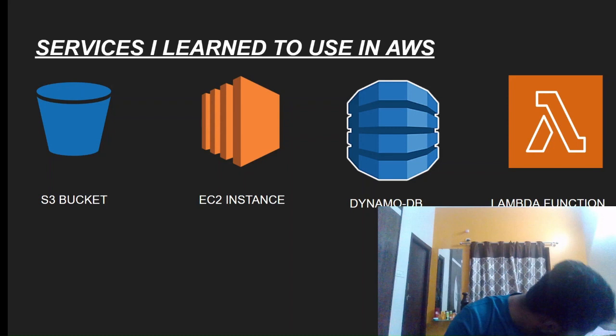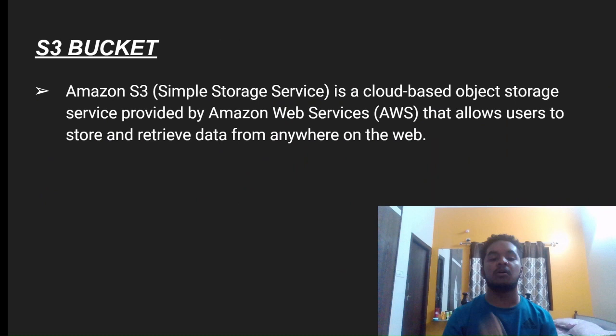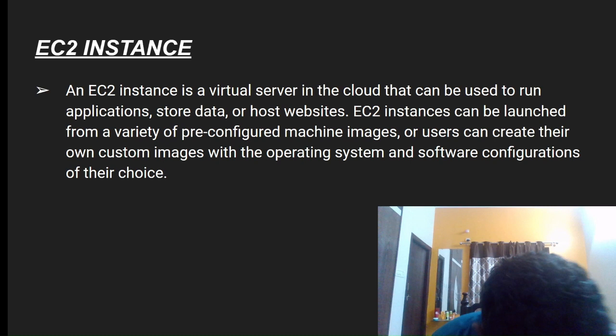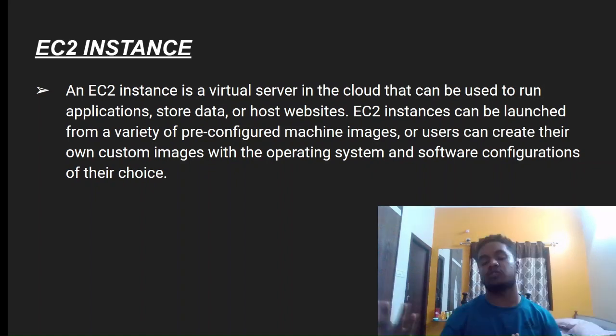S3 bucket is a cloud-based object storage service provided by AWS that allows users to store and retrieve data from anywhere on the web. EC2 instance is a service provided by AWS which provides a virtual server in the cloud that can be used to run applications, store data and host various websites.